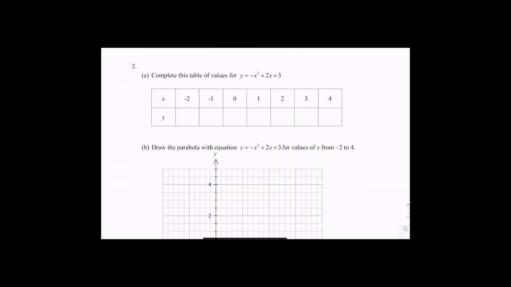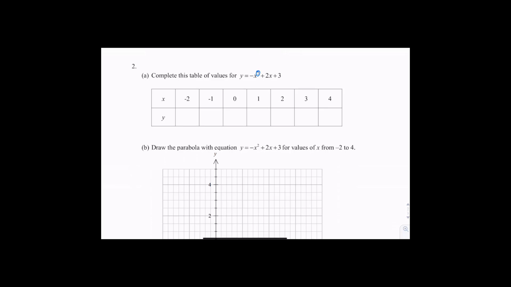So here is another one that we're going to have a look at, and I've said complete this table of values for y equals negative x squared plus 2x plus 3. The reason I've put this in here is the problems that we have in doing this on our calculators. The first thing you need to realize is that this is a parabola because it's got x squared and then an x and some constant. But it's the x squared that tells you that it's a parabola.